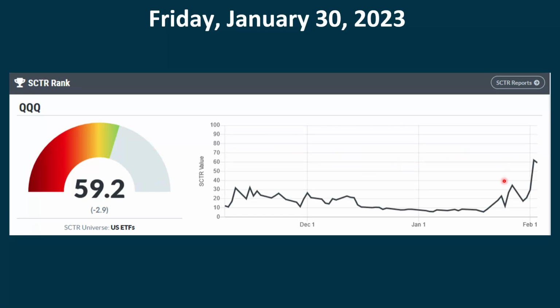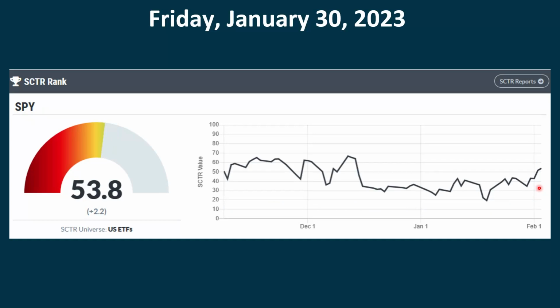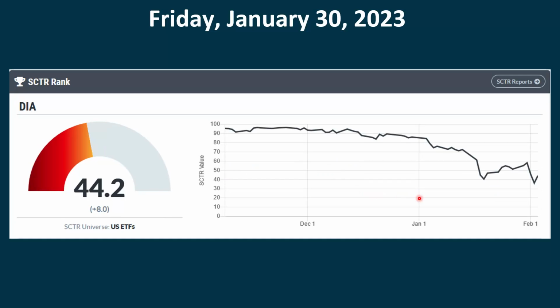Third place, coming in just a few weeks ago in the single digits below 10, the QQQs, which are tied to the NASDAQ 100, has really been improving a lot lately at 59.2. The next one is the S&P 500, the one that we focus on. It comes in at 53.8. And the diamonds, which are based on the Dow, came in at 44.2. When we really take notice of these rankings is when they're 90 or above. That just shows that it's a much more healthy looking technical chart.